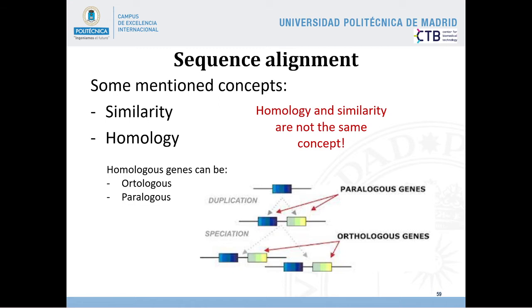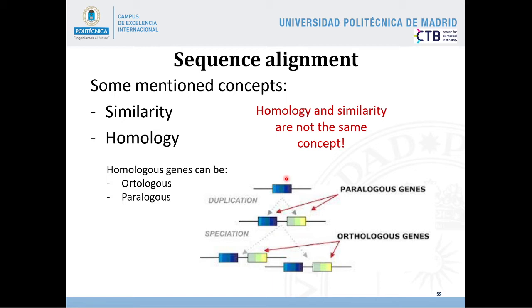I already mentioned that, but homology and similarity are not the same concepts. Homology requires similarity because of origin. Two things can be similar due to other reasons. Also, another concept is that homologous genes, those that come from an original common ancestor, can also be orthologous or paralogous. In this picture you can see it very well.